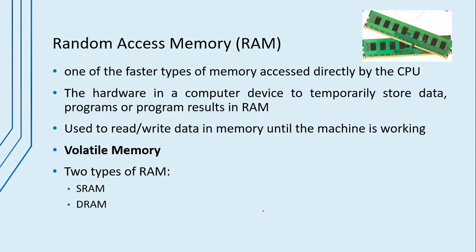RAM is an example of volatile memory, which means whenever you turn off your PC, or power goes off, then your data is gone. If you have not saved your data, then this data will be deleted. There are two types of RAM available, that is SRAM and DRAM. S stands for static RAM and D stands for dynamic RAM.